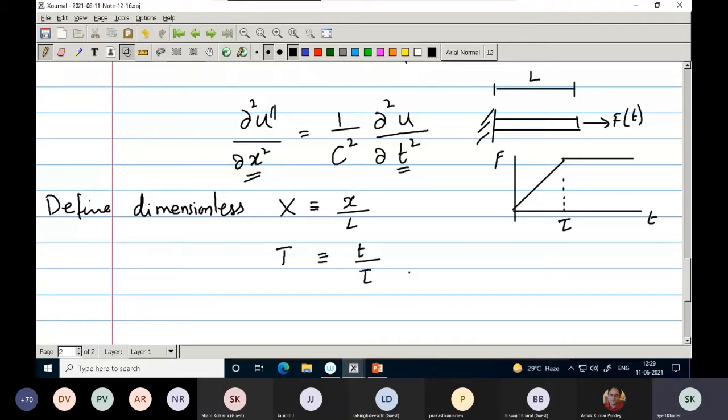Similarly, I can also define dimensionless displacement U, which is u by L. Then we plug these three definitions into our equation of motion.